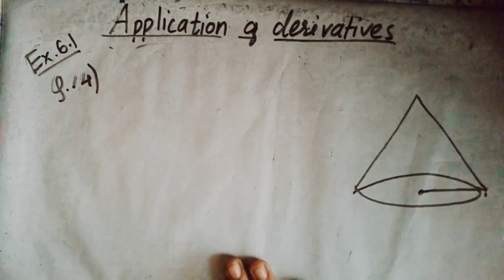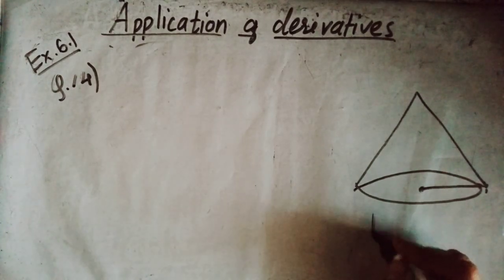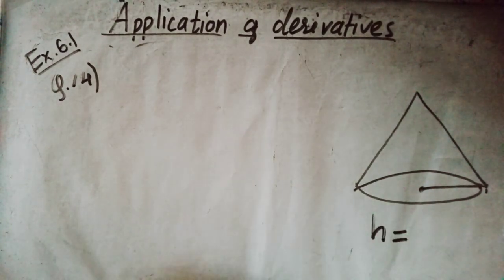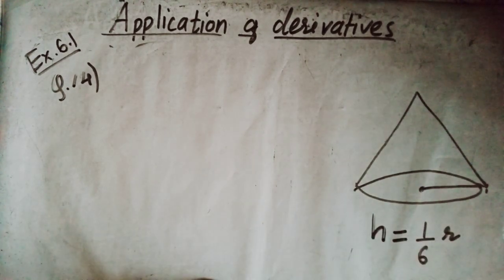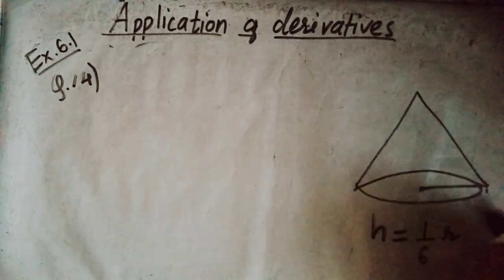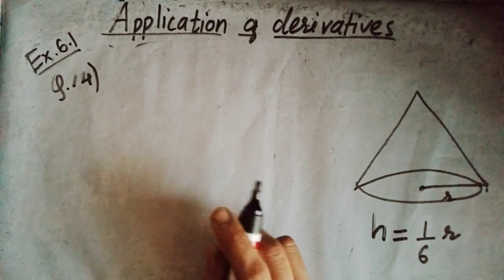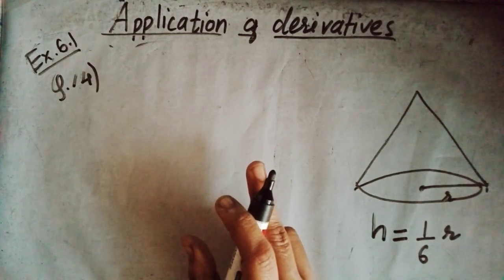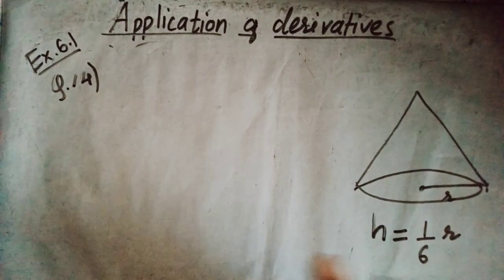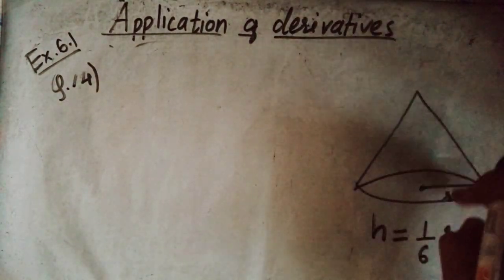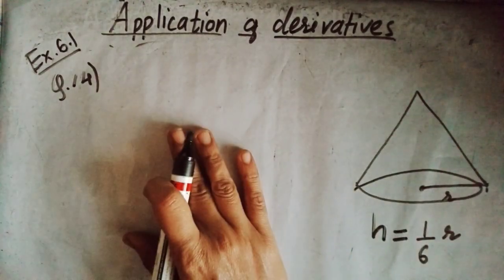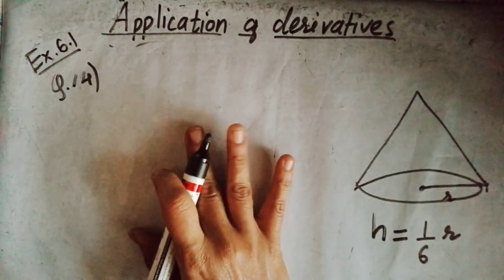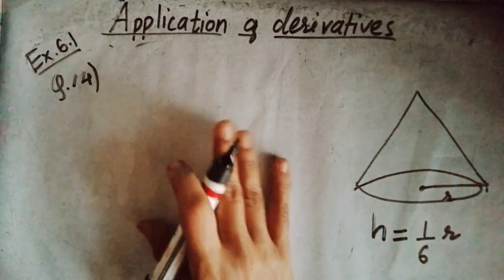Now the sentence is: height of the cone is 1/6 the radius of the cone. Okay, this you have to use. Now how fast is the sand cone increasing when the height is 4 centimeter? Now sand cone is increasing means this is filling up, so you have to find the volume. They have asked for the volume, and the height increasing when the height is 4 centimeter.